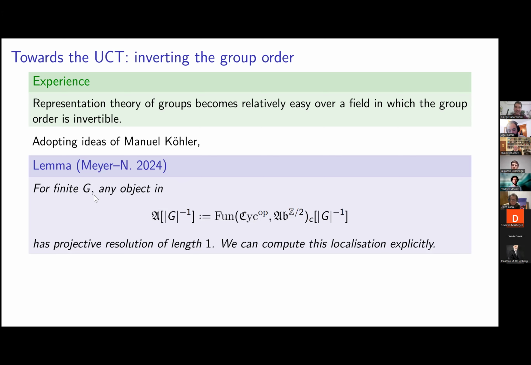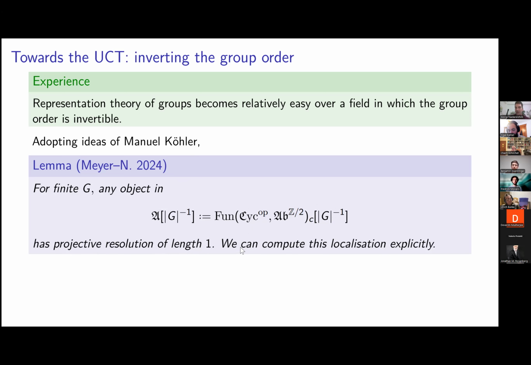And what I'm going to do, again, I have a finite group G. And remember, this category is the one that I just described. These are modules over this cyclic ring that I showed you the diagram of. So it's the same category. What I'm just going to do is invert the order of G there. So if G has, let's say, a Klein 4 group, it has 4 elements, then I invert 4, which is the same as inverting 2. And if you look at this here, then you can prove that it has projective resolution of length 1. So all the objects here will have, once you invert this, projective resolution of length 1.